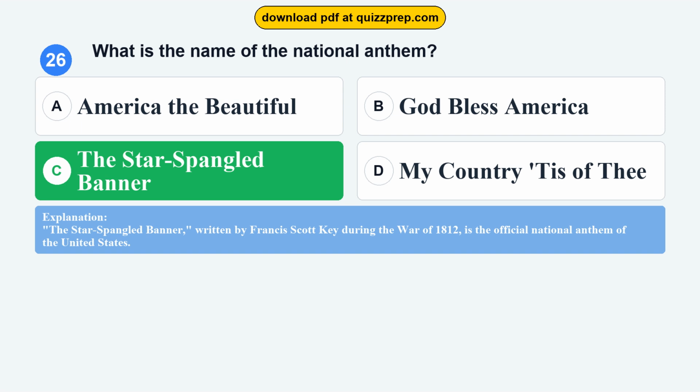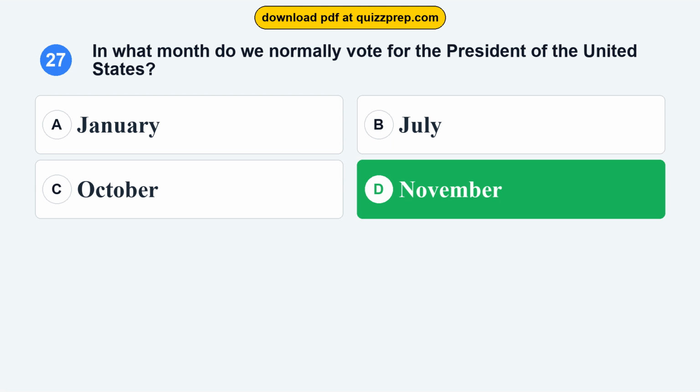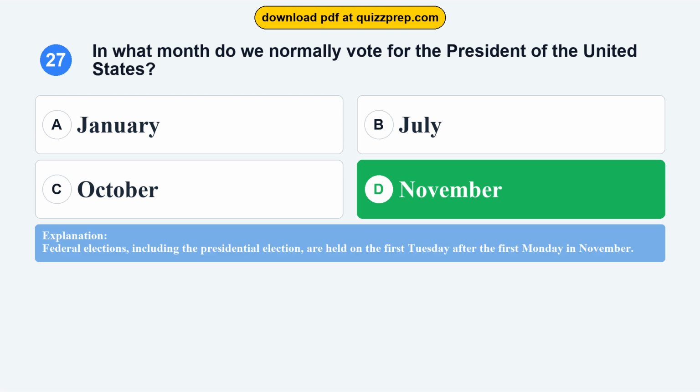United States. Question 27. In what month do we normally vote for the President of the United States? Option A, January. Option B, July. Option C, October. Option D, November. The correct answer is option D, November. Federal elections, including the presidential election, are held on the first Tuesday after the first Monday in November.